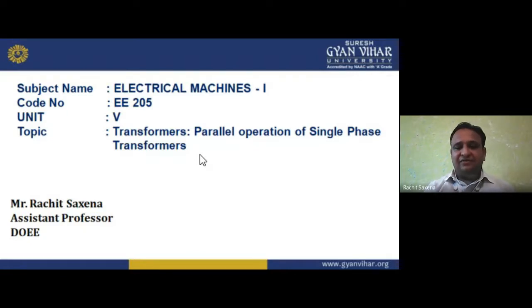Cumulative and differential. So if I am talking about the cumulative, it is part of long shunt and short shunt, because we have two types of shunt, either long or short. If I have the long size, that is known as long shunt. If I have the short size, then it is a short shunt. And cumulative and differential. So I hope you understand this.